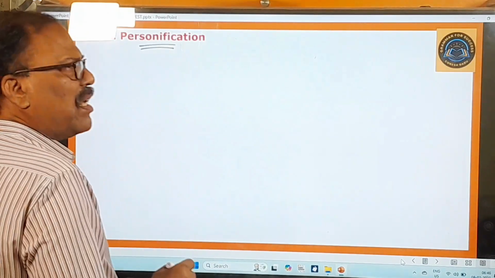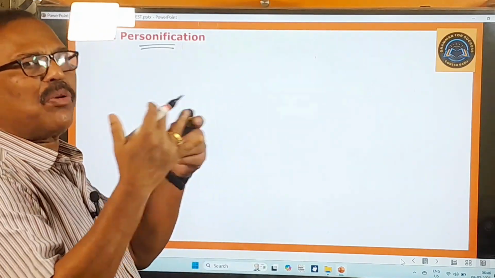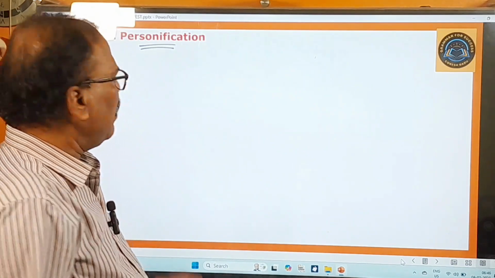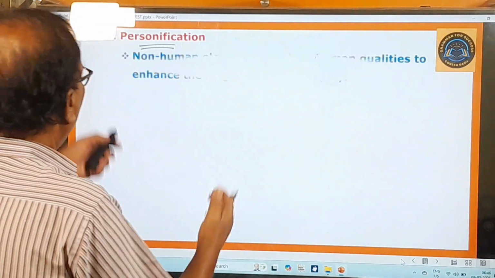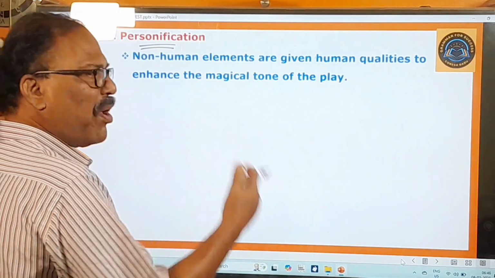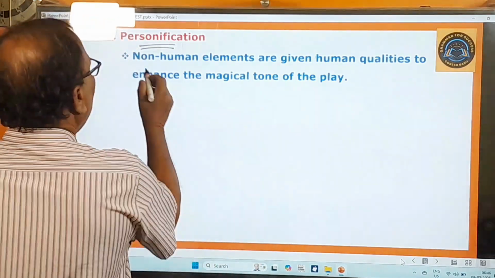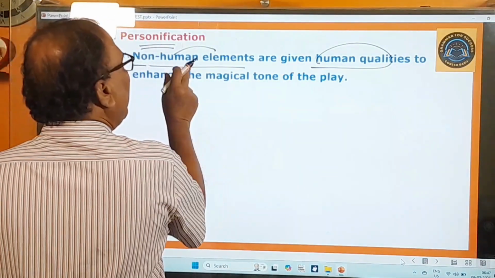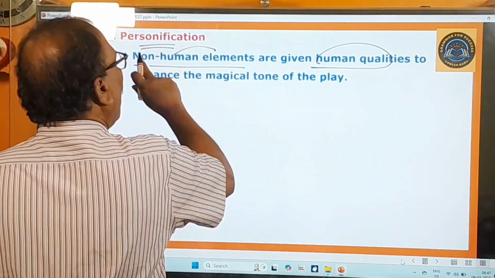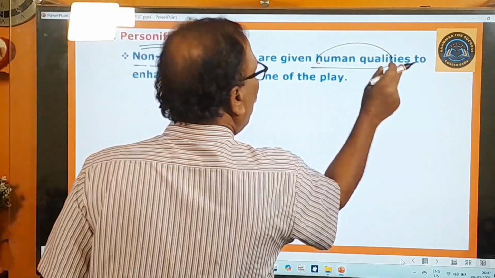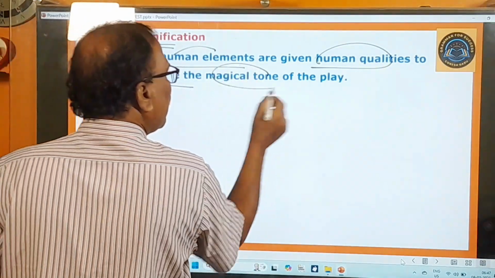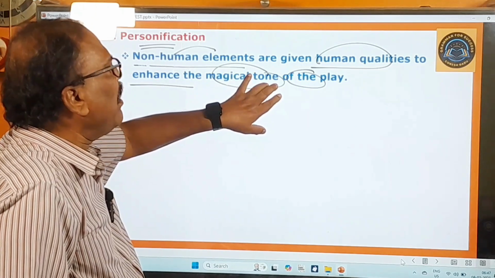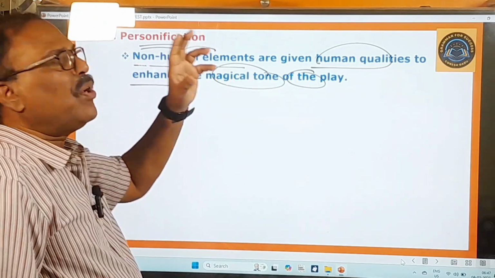Personification is there. Personification means attributing human qualities to inanimate objects, abstract things and all that. That you know very well. And here personification is also employed in this drama. So non-human elements are given human qualities. Non-human means inanimate. Non-human elements are given human qualities to enhance the magical tone of the play. In order to increase this supernatural tone of the play, these non-human elements are given human qualities.